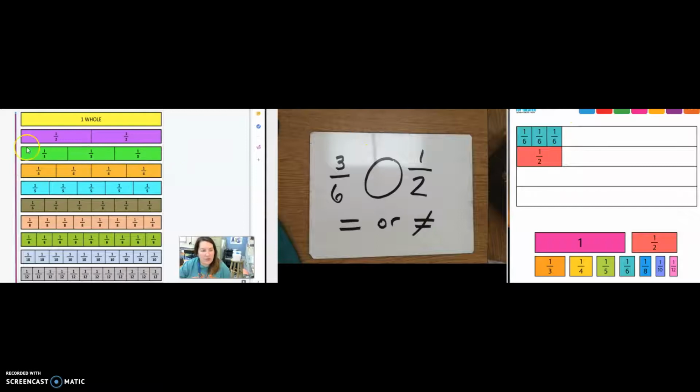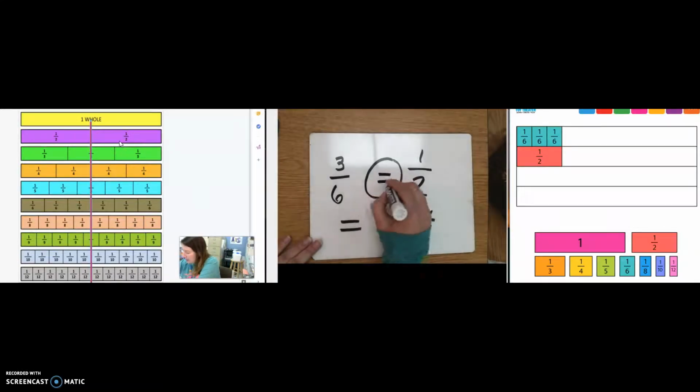I can also use my fraction strips over here on the left. So if I'm looking at 3/6 down here on the bottom, that's 1/6, 2/6, 3/6. And I want to see if it's the exact same size, look, as my 1/2. Yes, it is. So I can use this picture if I can visually look to see, oh, 3/6 is exactly the same size as 1/2. So these two fractions would be equivalent. They are equal. All right, let's try another one.